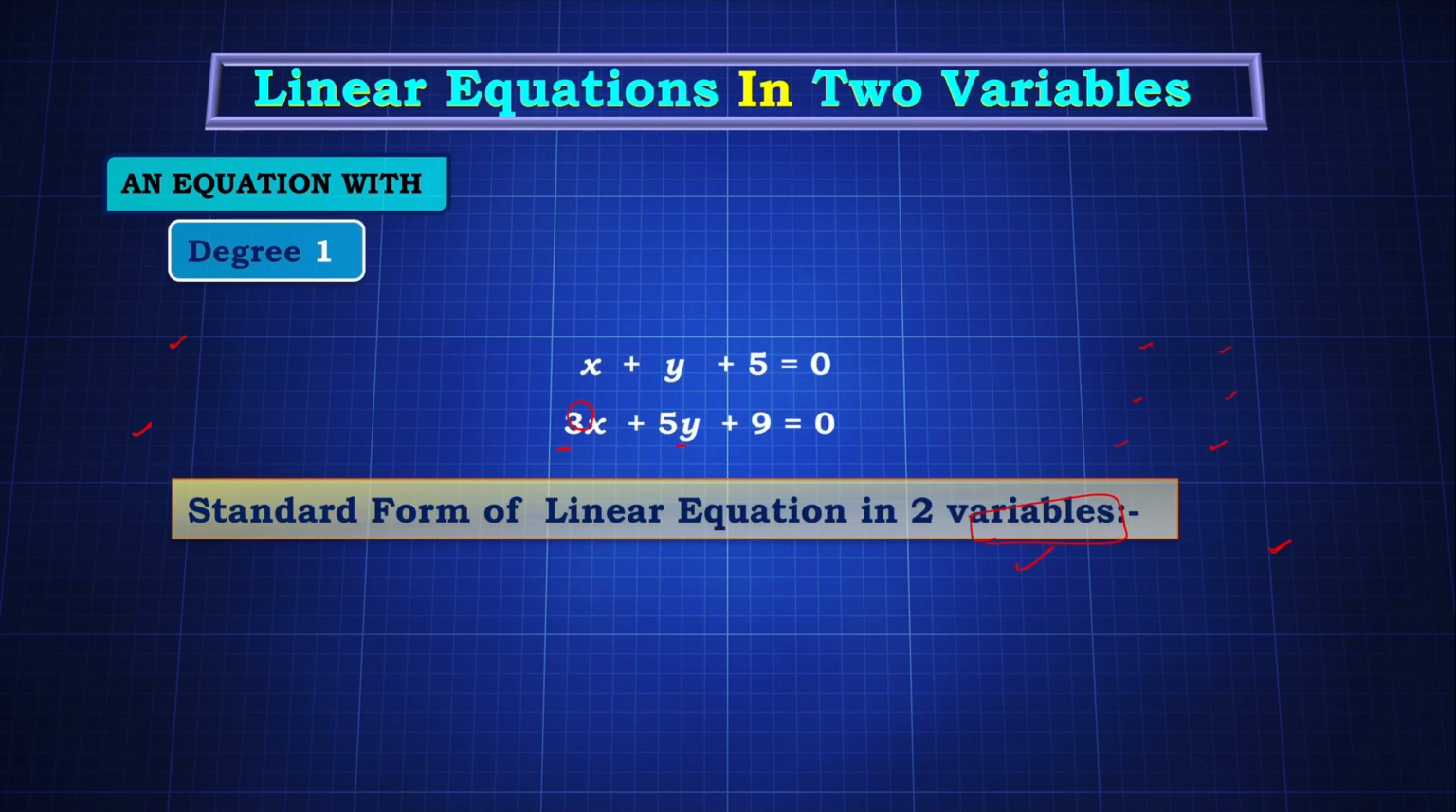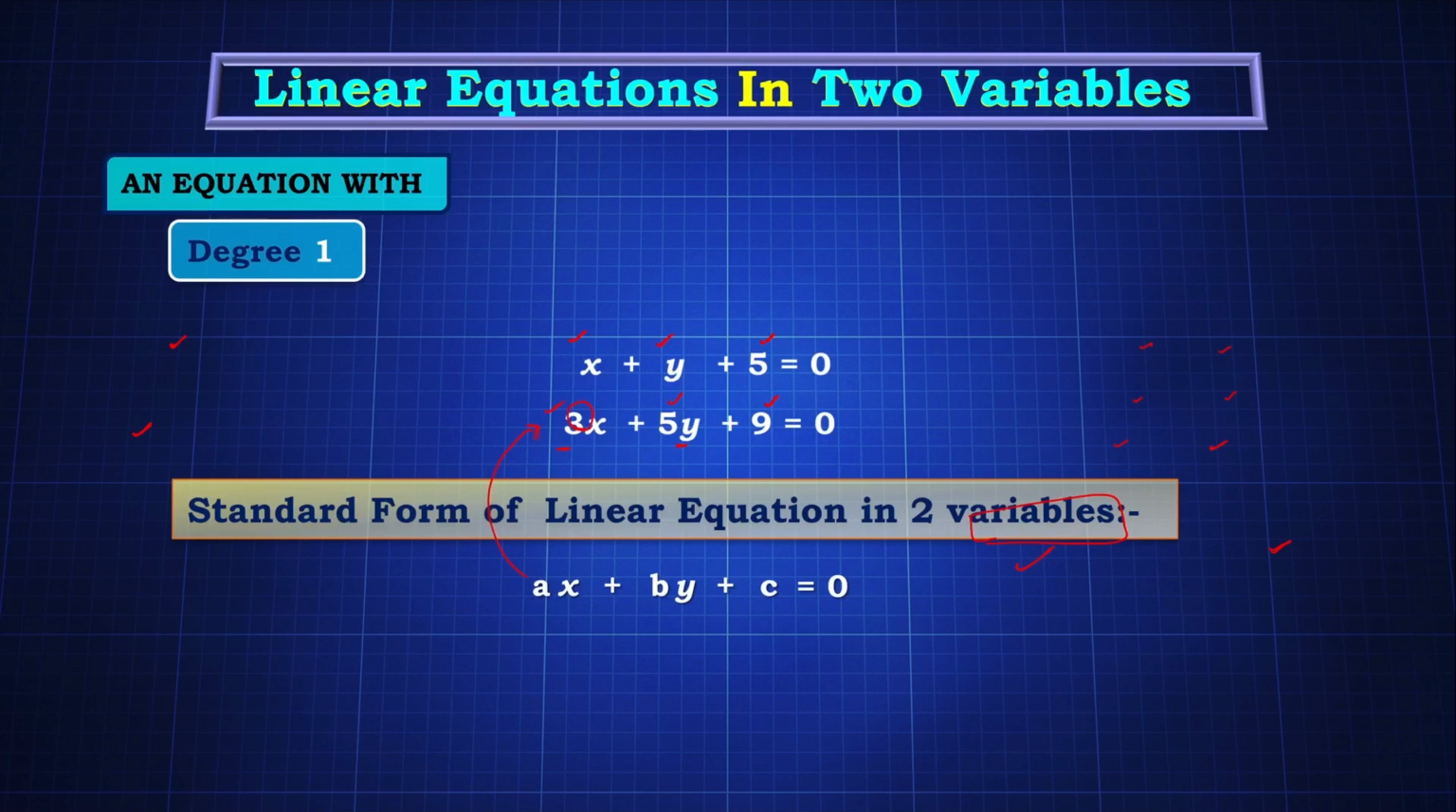There is a standard form of linear equation that you will see in your book, which is given by ax plus by plus c is equal to 0. If you compare this equation with the standard form, a here is 1, in this one a is 3. b here is 1, b here is 5. And c is the constant term, so plus c is equal to 0. c here is 5, c here is 9.